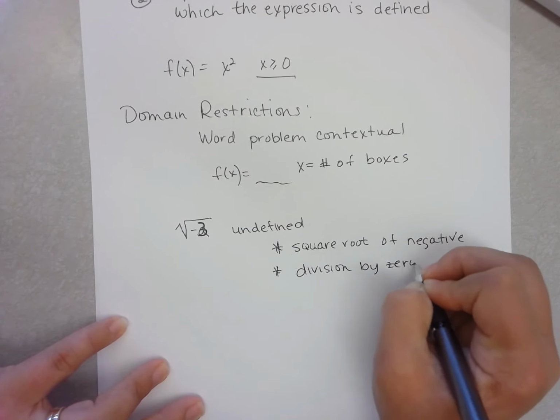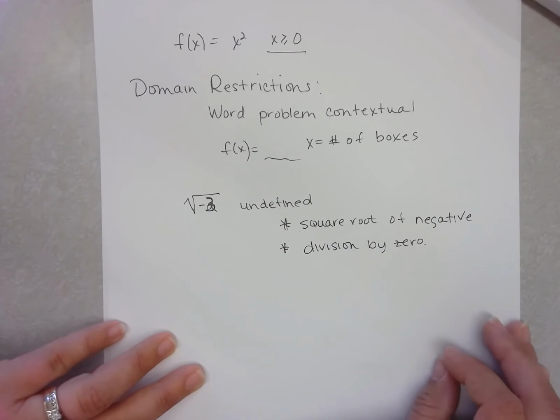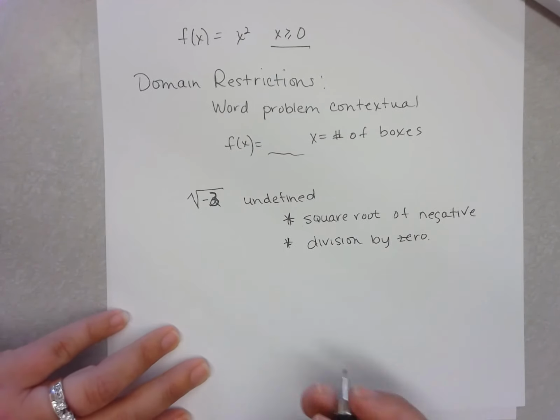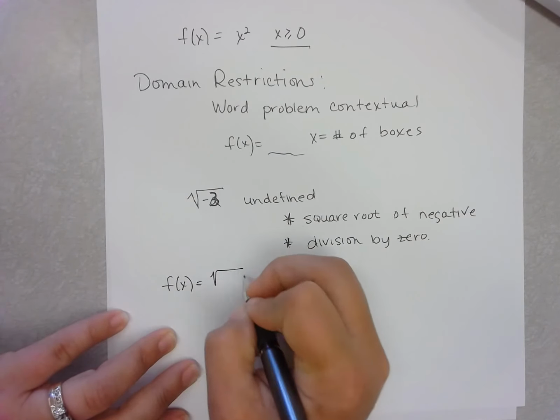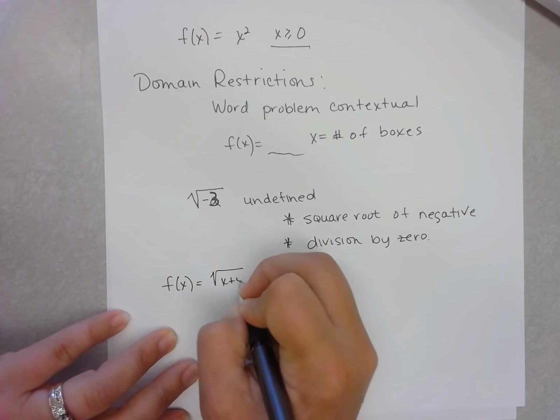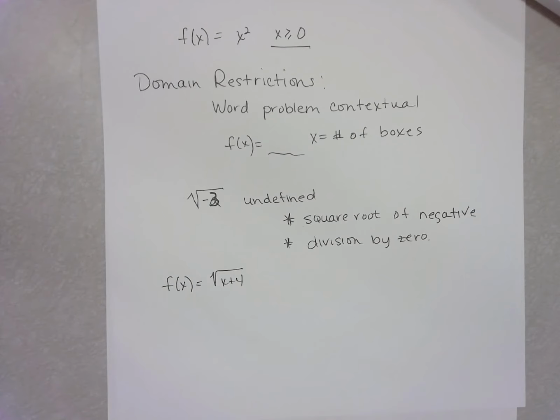So whenever there's a possibility that these two things could happen, I need to look very closely at them. Okay, so let's look at f of x equals the square root of x plus 4. So I have a square root. That immediately tells me I need to be thinking to myself, I know that I'm not allowed to take the square root of any negative number.